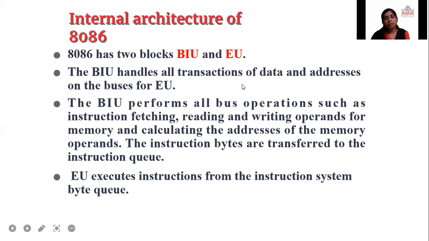The BIU handles all transactions of data and addresses on the buses for the execution unit. BIU performs all bus operations such as instruction fetching, reading and writing operands for memory, and calculating the addresses of the memory operands. The instruction bytes are transferred to the instruction queue. The execution unit executes instructions from the instruction stream byte. In short, the main function of the BIU is fetching the address and the data, and decoding and execution will be handled by the execution unit.